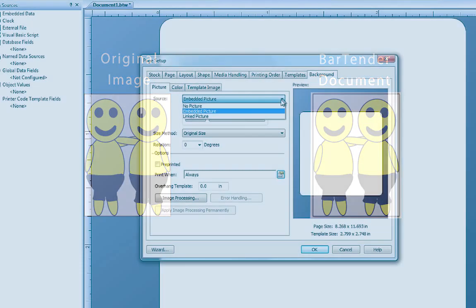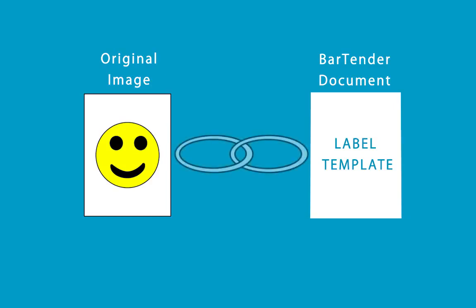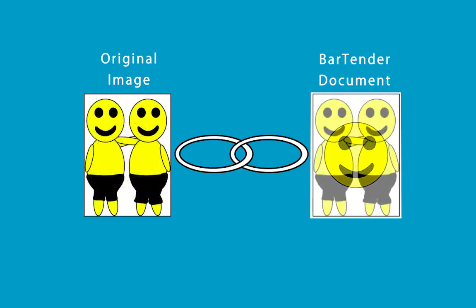A linked picture, on the other hand, saves a link to the location where the desired picture file resides on your computer. This allows you to modify the picture outside of BarTender, and the image will automatically update on your template to reflect the changes you made.